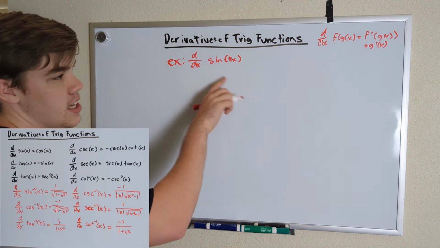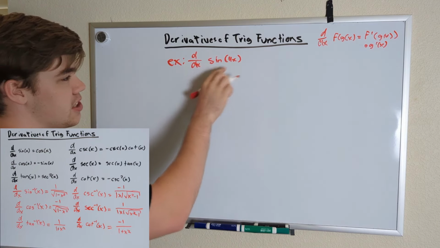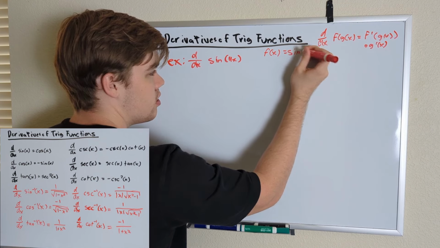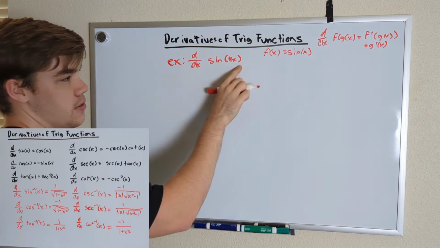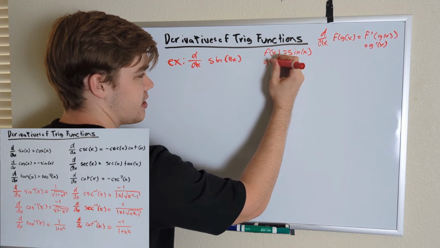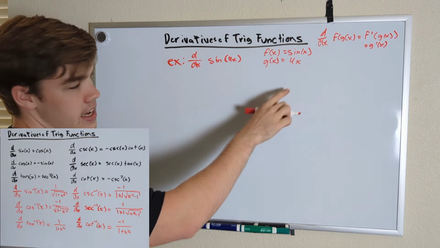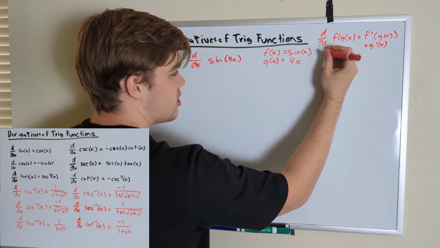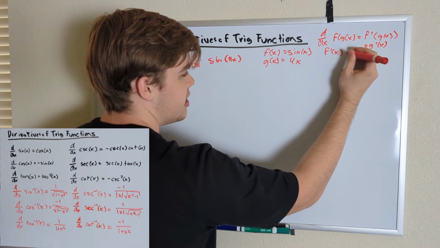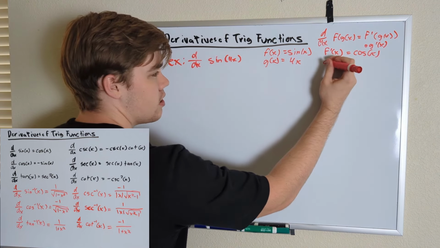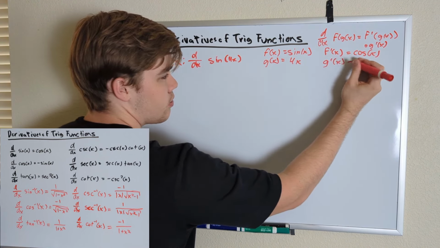So first of all, what is f of x? Well, f of x is our outer function, which is sine. So f of x equals sine of x. And our inner function, which is 4x, will be our g of x. g of x is equal to 4x. Now we just need to find the primes, aka the derivatives of both of these functions. So f prime of x is equal to cosine of x. We just learned that one a minute ago. And g prime of x is equal to 4.